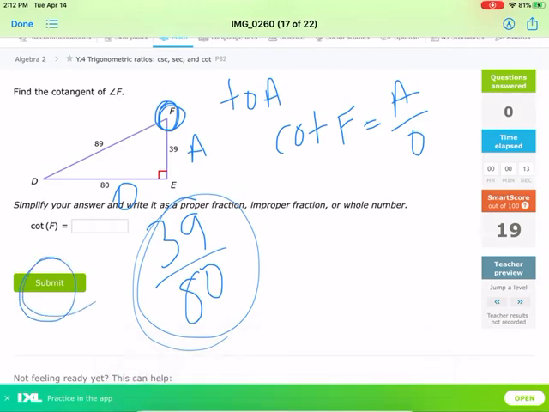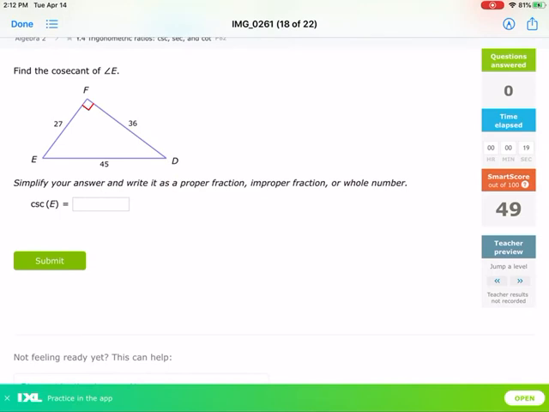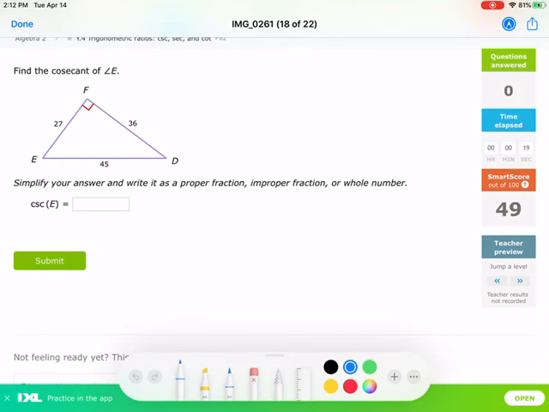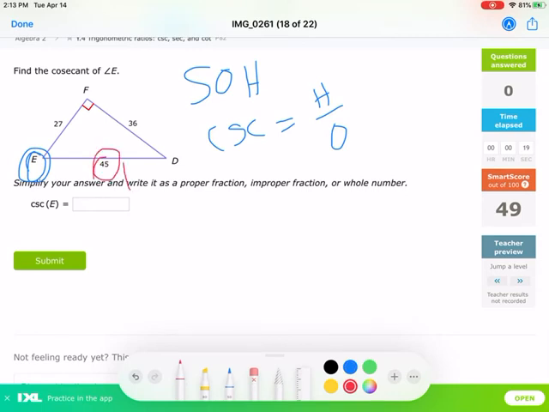Submit. Done. All right. Smart score of 49. Getting up there. Cosecant is the flip of sine. So SOHCAHTOA, that means the cosecant would be equal to H over O. Oh, sorry, H over A. Oh no, what am I saying? Not H over A, H over O. The flip of sine. So we're looking for E. Here's E right here. The hypotenuse is always across from the 90, so that's going to be H, and the opposite is going to be 36.